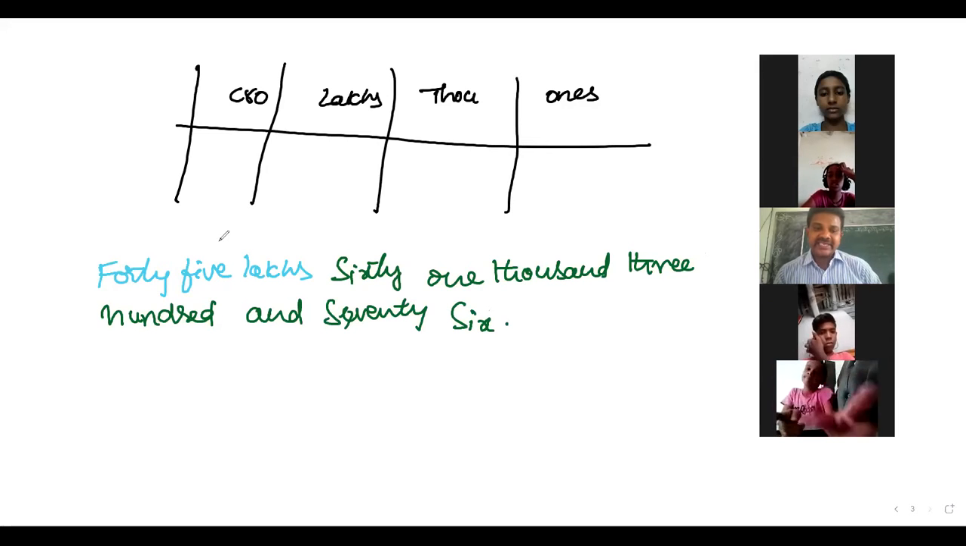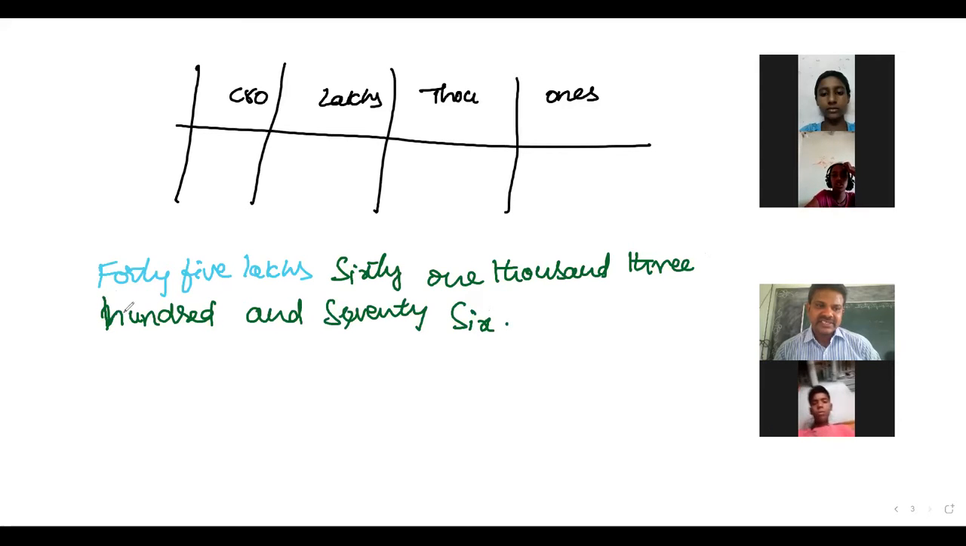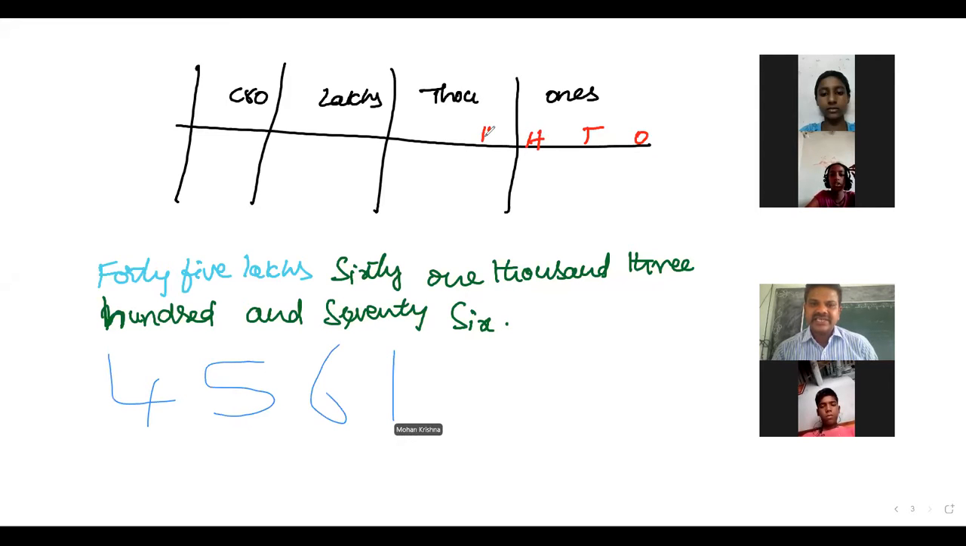I'm going to write this number in figures. How do I write this number in figures? By using our periods. In our number system, there are altogether 4 periods as we learned in the previous classes. What are they? Ones has 3 digits: ones, tens, hundreds. Thousands and 10,000s make thousands. Lakhs and 10 lakhs make lakhs. Crores and 10 crores. Now, 45 lakhs.